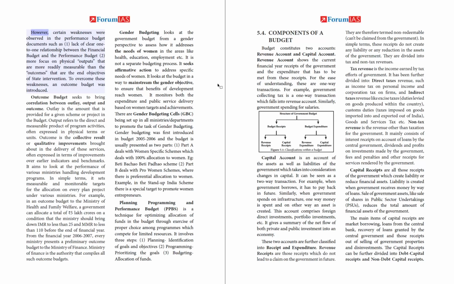However, certain weaknesses were observed in the performance budget documents, such as: 1. Lack of clear need-to-one relationship between the financial budget and the performance budget. 2. More focus on physical outputs that are more readily measurable than the outcomes that are the end objectives of state intervention. To overcome these weaknesses, an outcome budget was introduced.